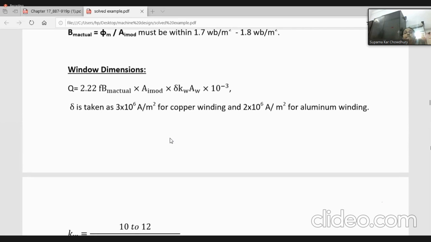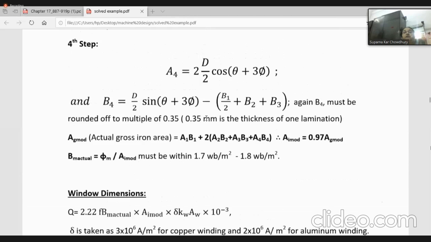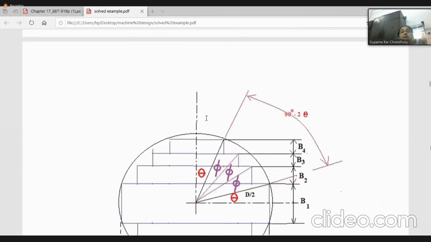Now, in this equation I have made some mistakes.